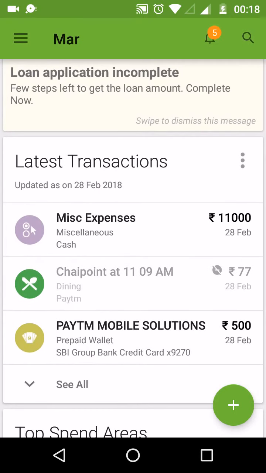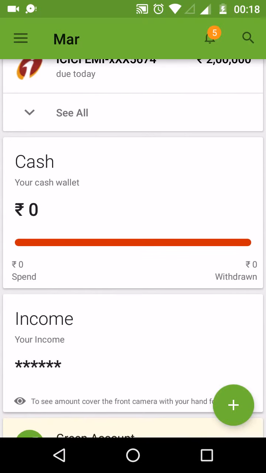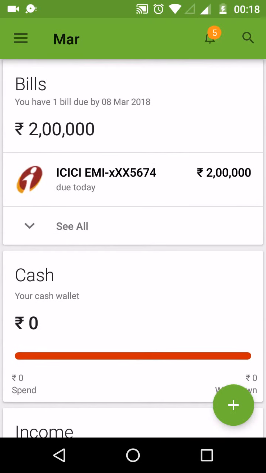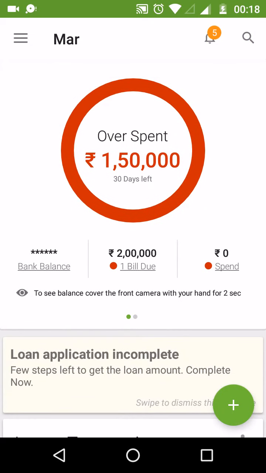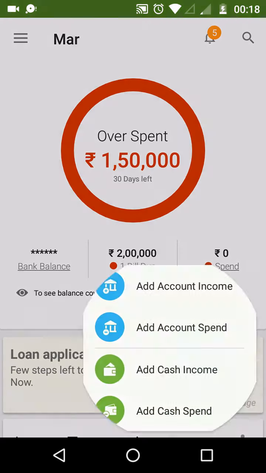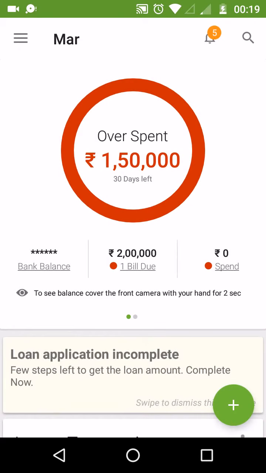So that is mostly the functionality of this app. And you can also set a budget. There are options such as backup and restore and so on. You can also manually add an instance and so on.